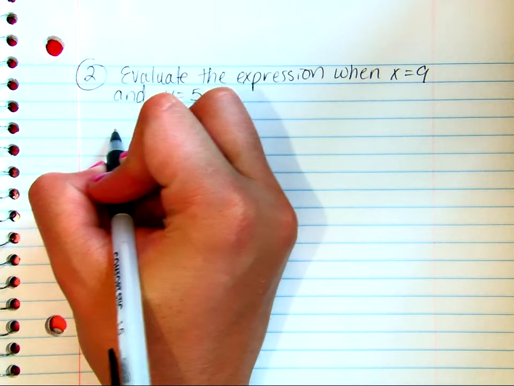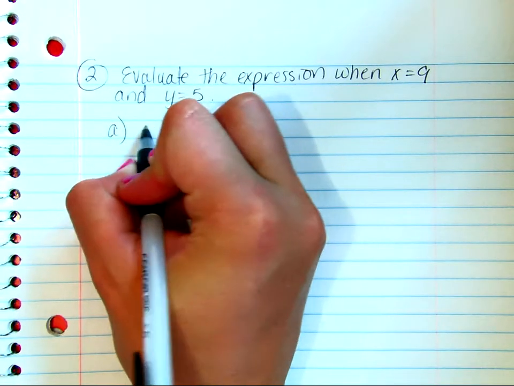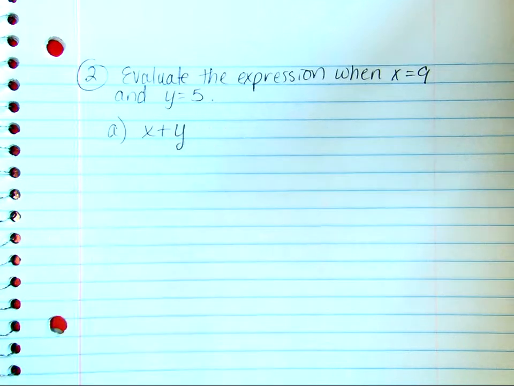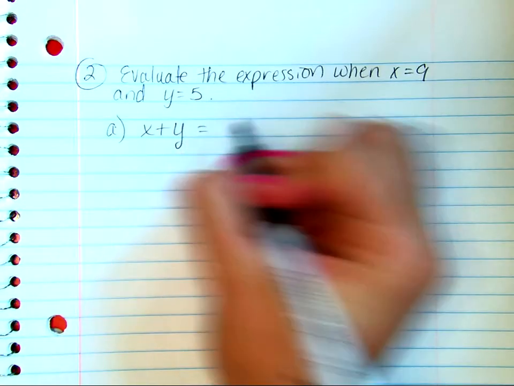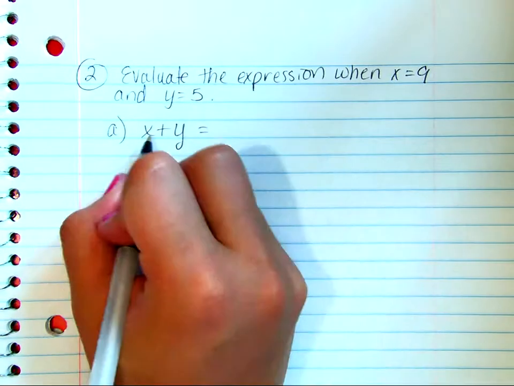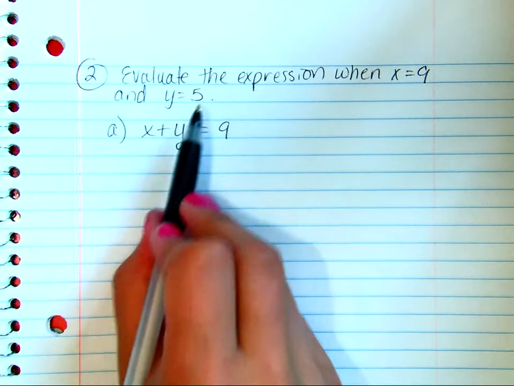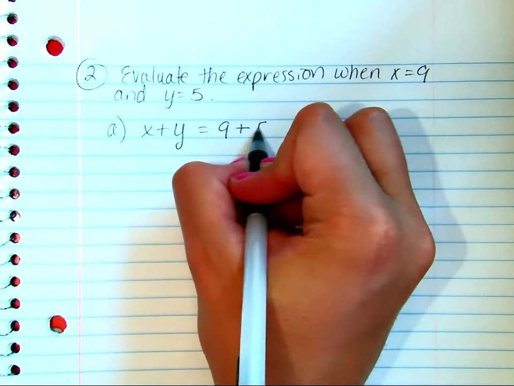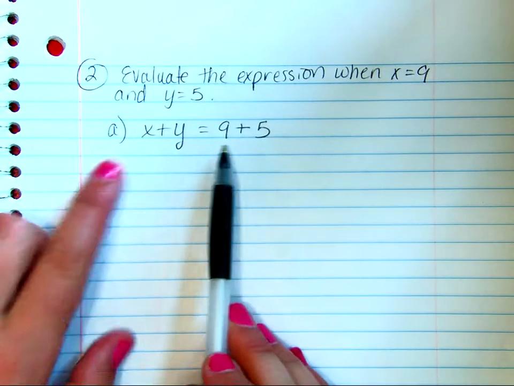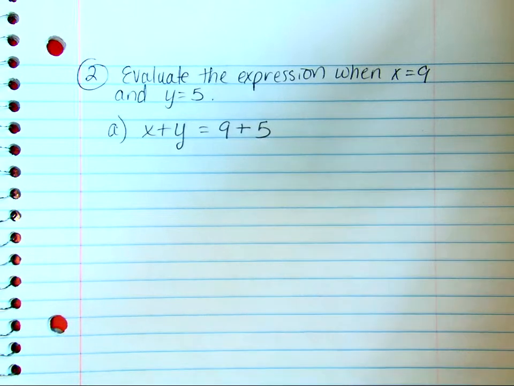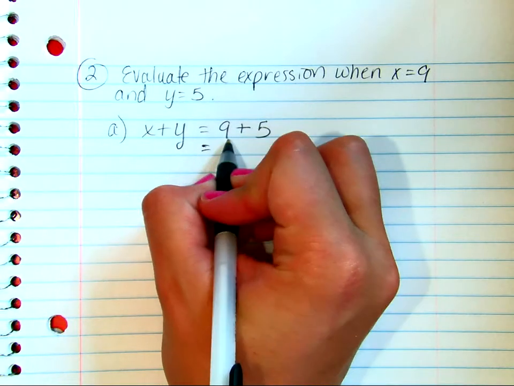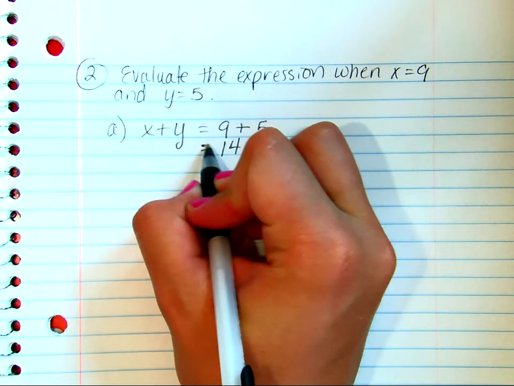All right, so part A, let's say we were asked to evaluate x plus y. Well, I know x is 9, so I'm going to substitute 9 in for x, and I know y is 5. So rather than x plus y, I now have 9 plus 5. And I simply evaluate that. So 9 plus 5 is 14. That would be my answer.